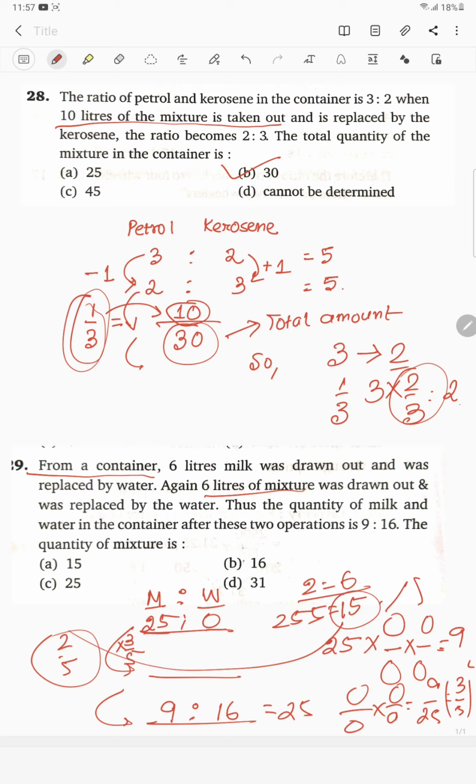So obviously the answer is 15. Okay, we'll solve two other questions.